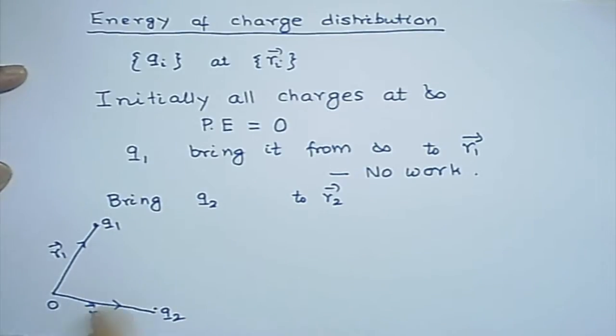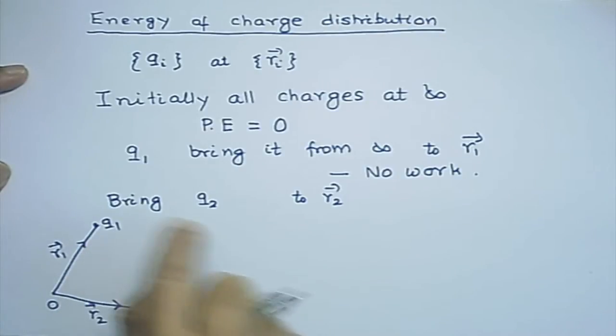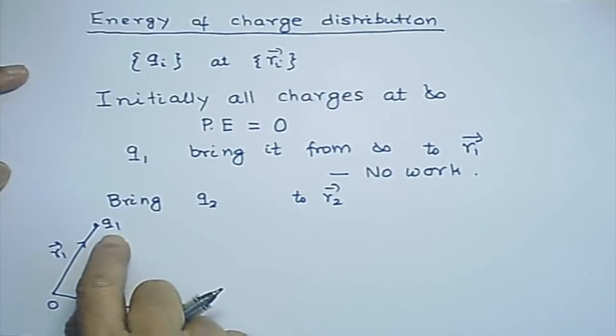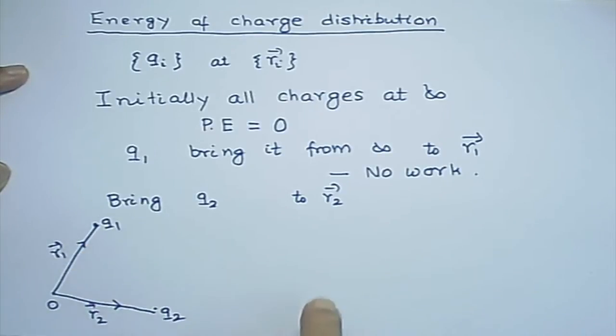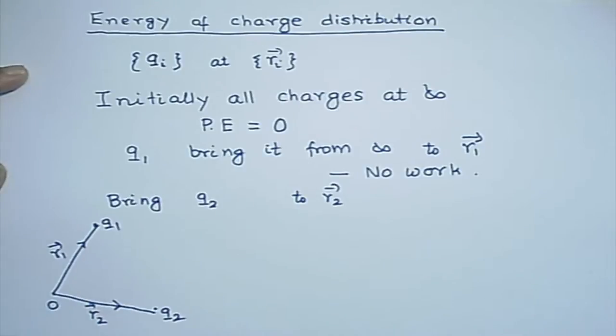But when I am bringing the second charge, this charge q1 has already established a field. So this charge q2, when it is being brought in, is being brought into the electric field which has already been established by q1. You also know that these are conservative forces.